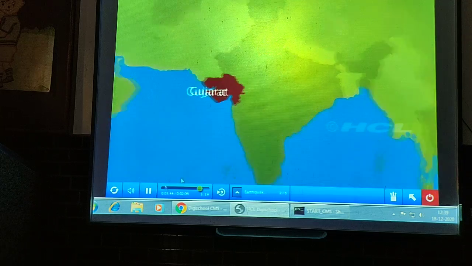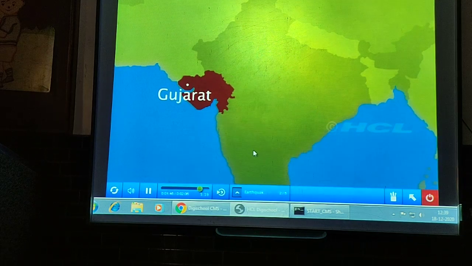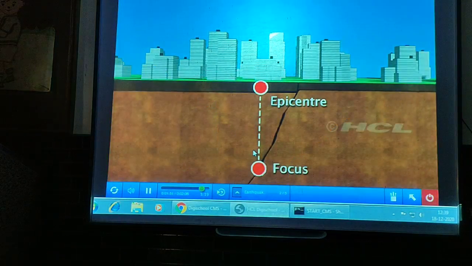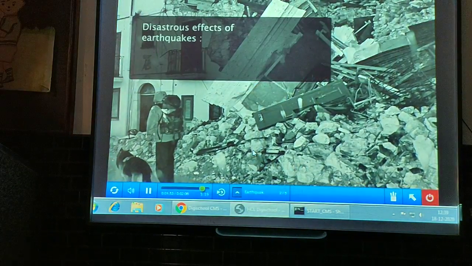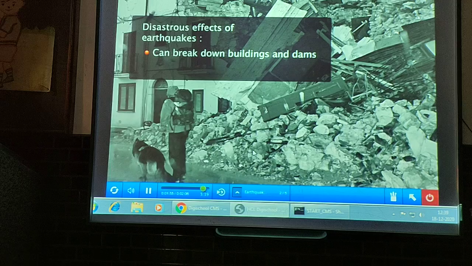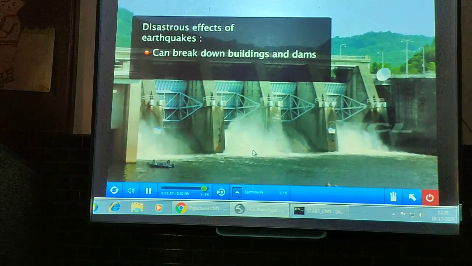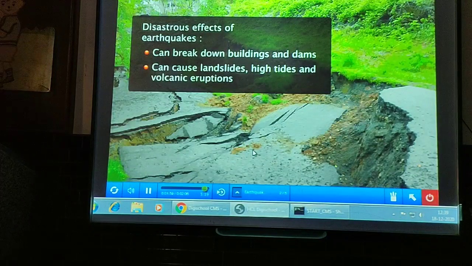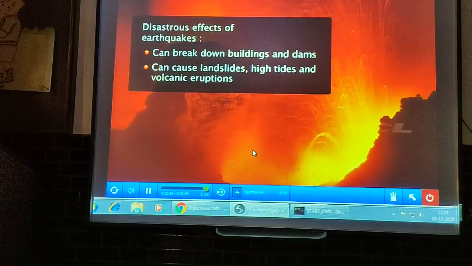In Gujarat. In this disastrous earthquake, the village of Bhuj in Kutch, Gujarat, was the epicenter. A strong earthquake is capable of breaking down buildings and dams. Earthquakes can also cause landslides, tides, and volcanic eruptions.